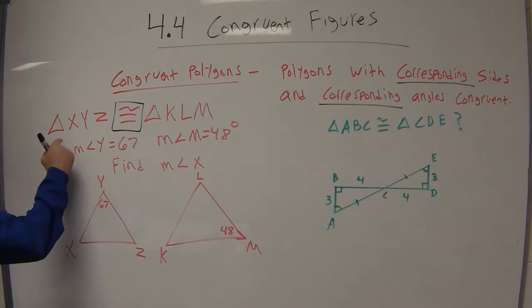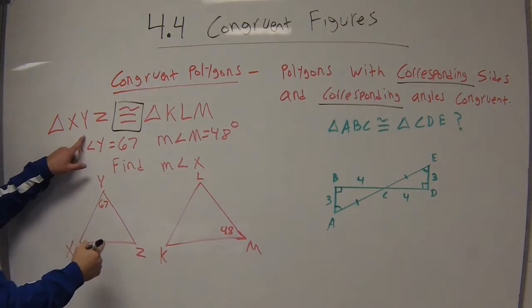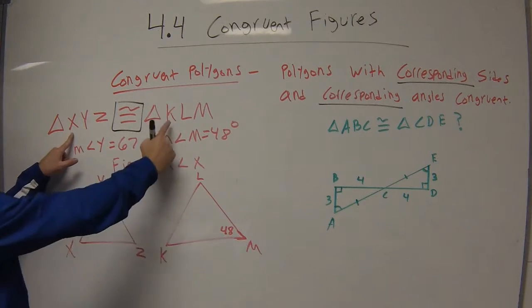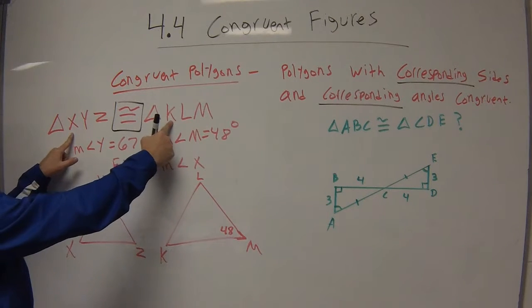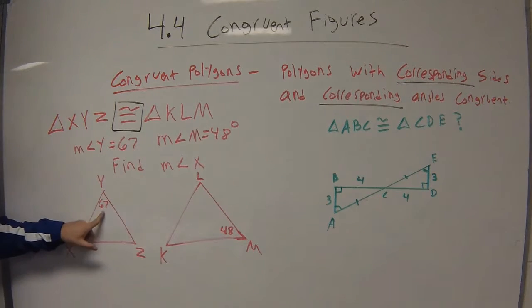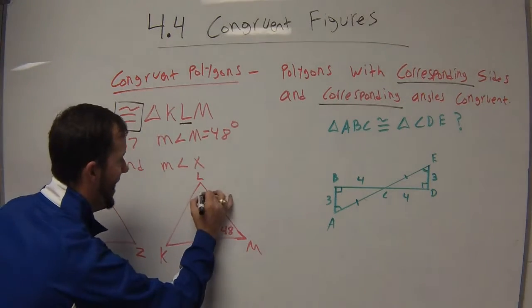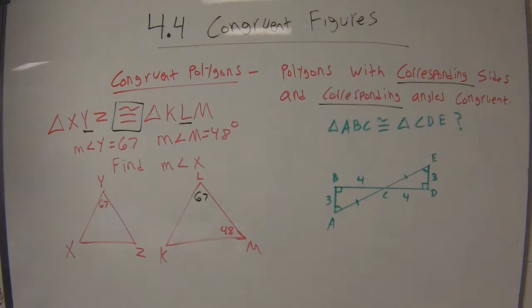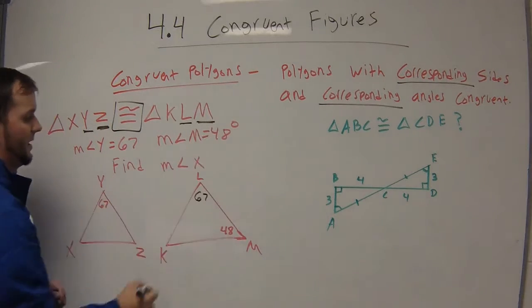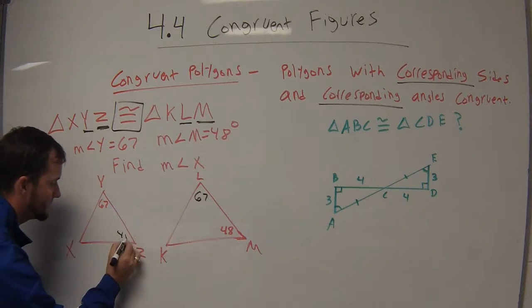Since XYZ is congruent to KLM, I know that Y and L are corresponding, so they're congruent. X and K are corresponding, so they're congruent. Z and M are corresponding, so they're congruent. So let's look at this. Y is 67, so Y and L are corresponding, which means L is 67, correct? Z and M are corresponding, so if M is 48, Z is 48.